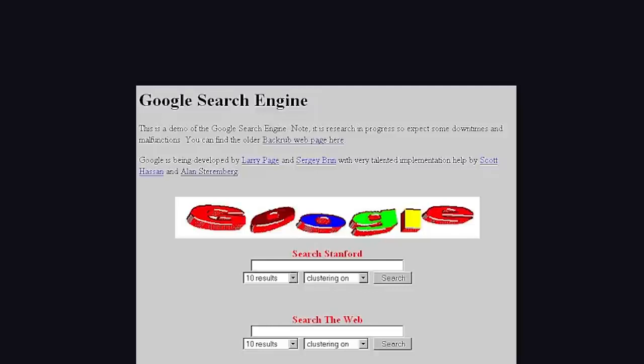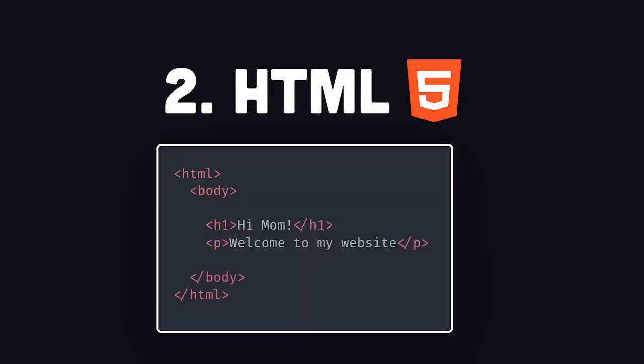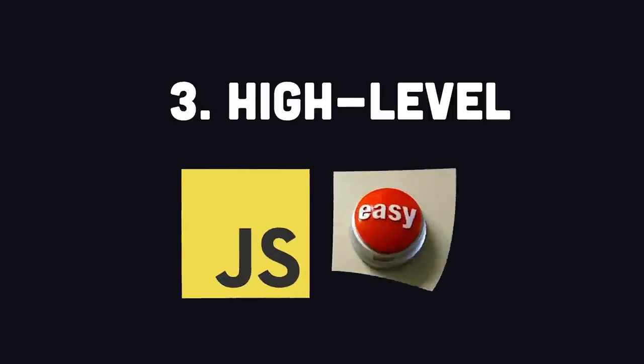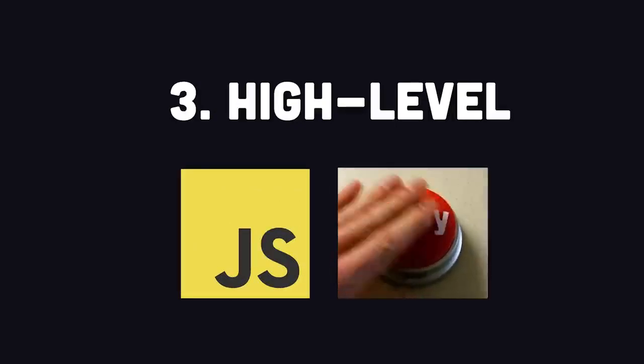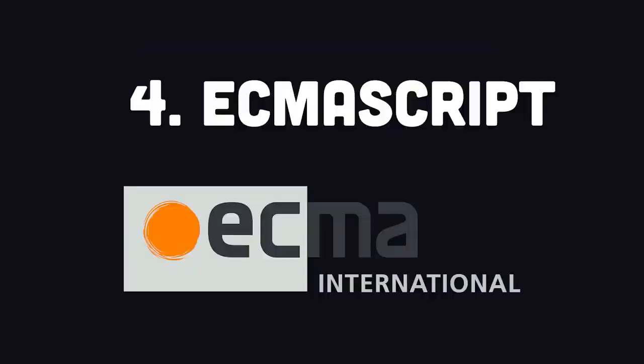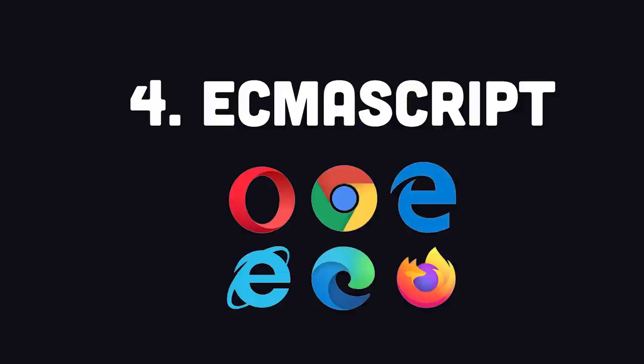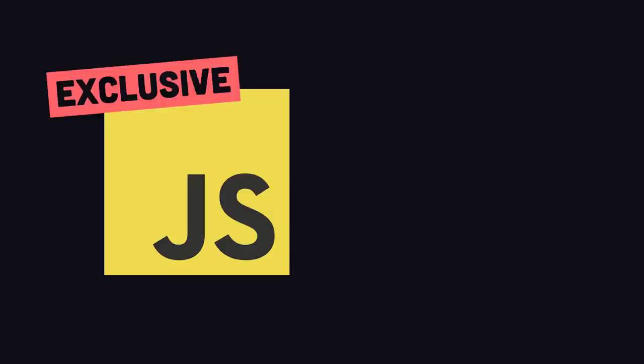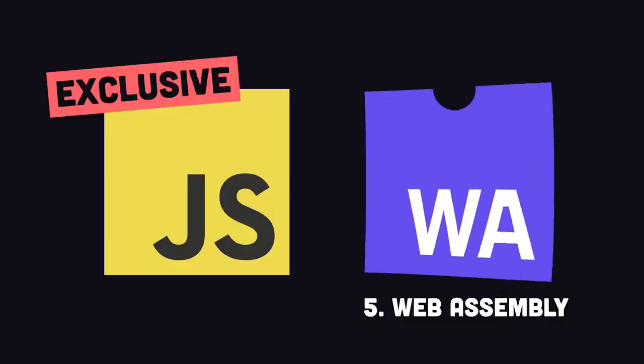At the time, websites were completely static with pure HTML. JavaScript was designed as an easy-to-use, high-level language to help developers make these websites interactive. Today, it's arguably the most popular language in the world, and its standard implementation is called ECMAScript, and is the default language in all web browsers. In fact, it's the only code that natively runs in a browser, aside from WebAssembly.